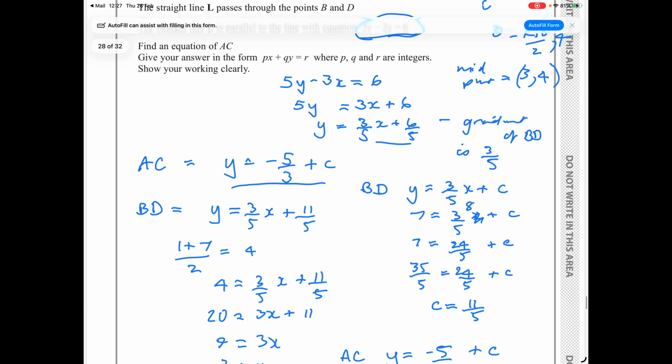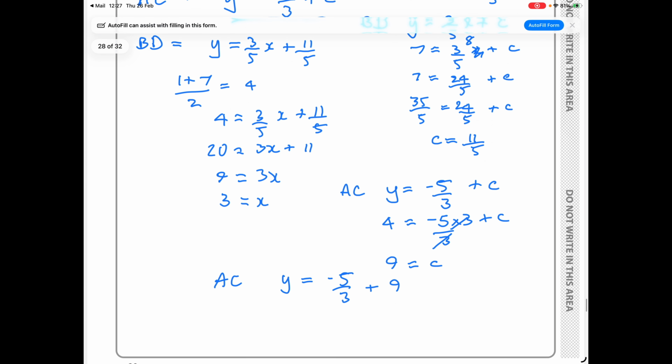And then I need to put it into that form. So I've got to get x and y on the same side. So let's go 3y equals minus 5x plus 27, and then let's add it on together, 3y plus 5x equals 27, and that is how you finish that off.